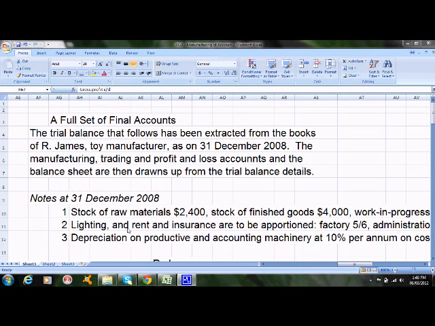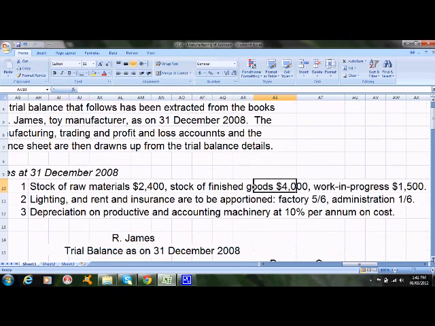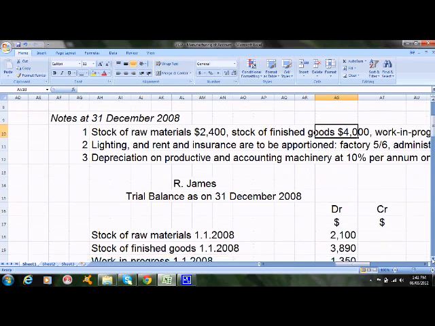Notes for the question here. Notes at December 31, 2008. Stock of raw materials is $2,400. Stock of finished goods is $4,000. Work in progress is $1,500. This is for December 31, 2008. Lighting, rent and insurance are to be apportioned: factory overheads 5/6, administration 1/6. Number 3, depreciation on productive and accounting machinery at 10% per annum on cost. So those are notes that we should take into consideration while we are doing this question.